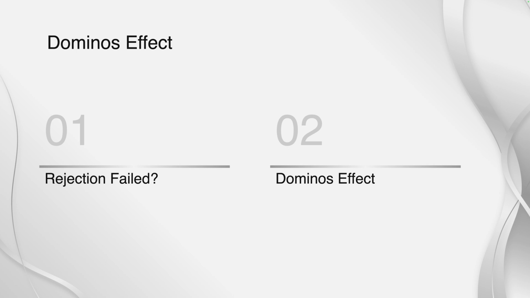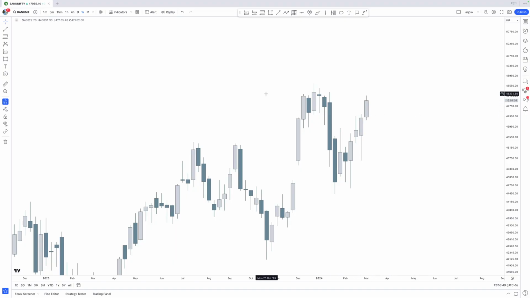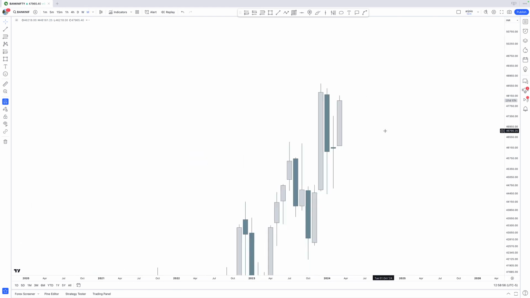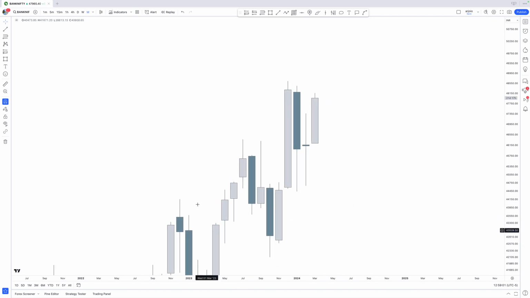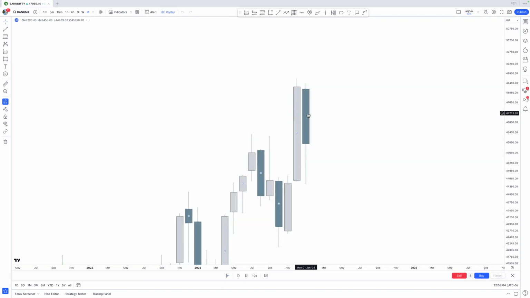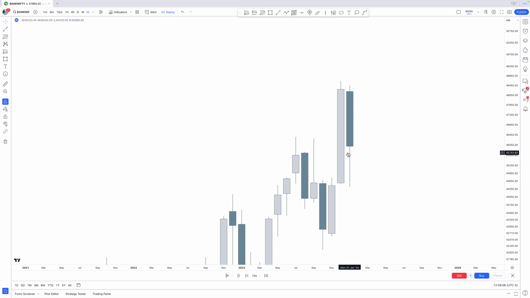Where right here, the first thing we need to understand is the rejection failed. And if a rejection fails, then that can usually lead to an overall dominoes effect. So what does that look like? Here we are on Bank Nifty, and now let's put everything together and understand where we need to start. On the monthly time frame, that is where we start. On the monthly time frame, if we look at this candle right there, we are failing to create a fair value gap higher, which in itself is not a great sign because that indicates a lack of intention.